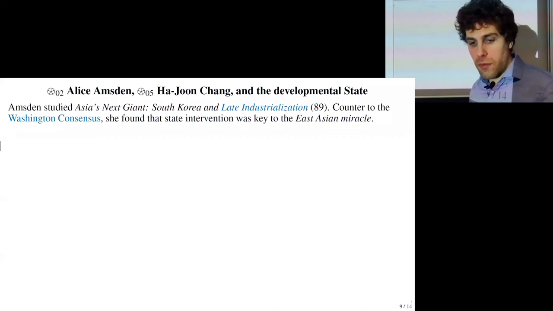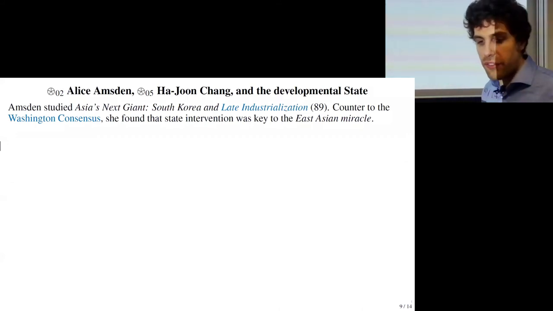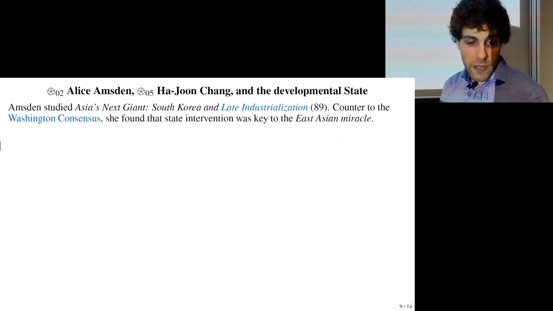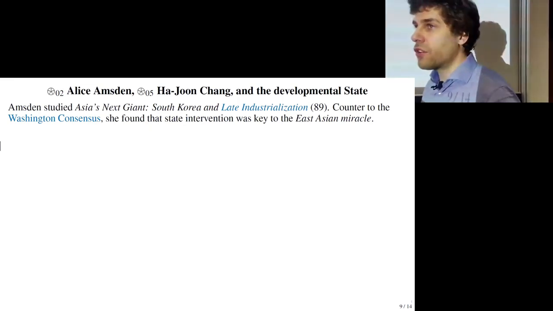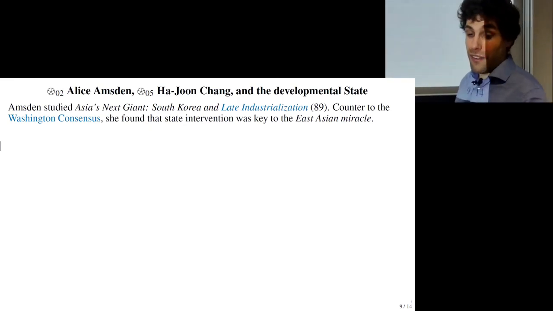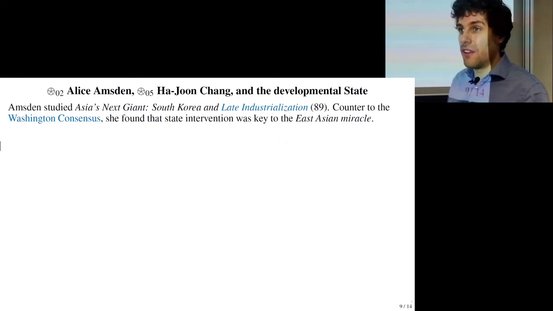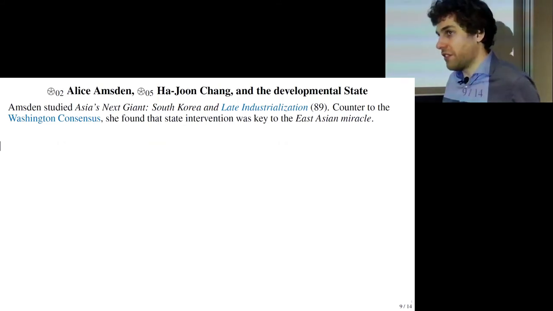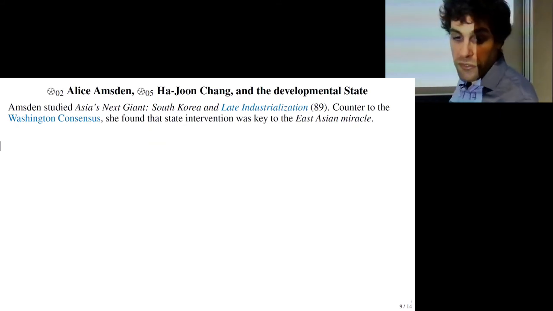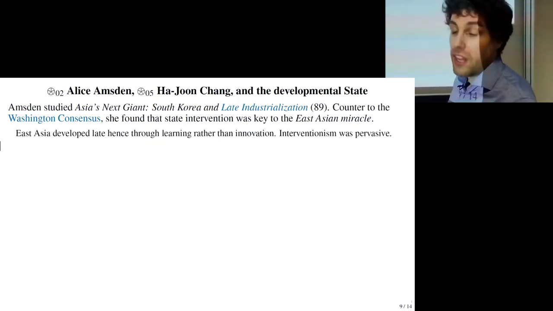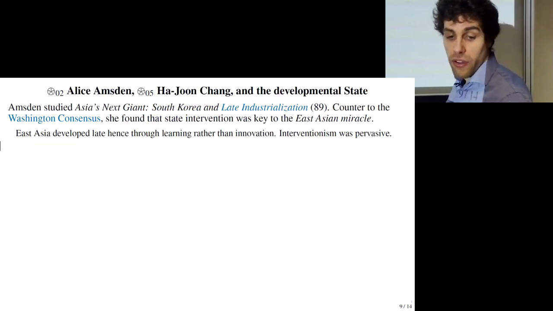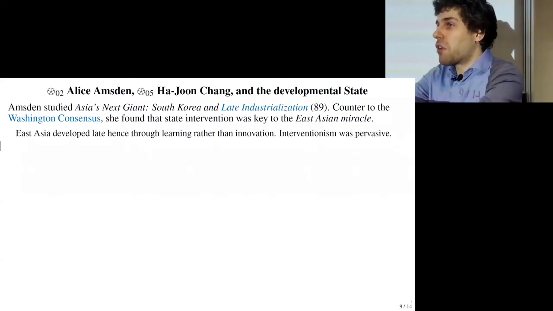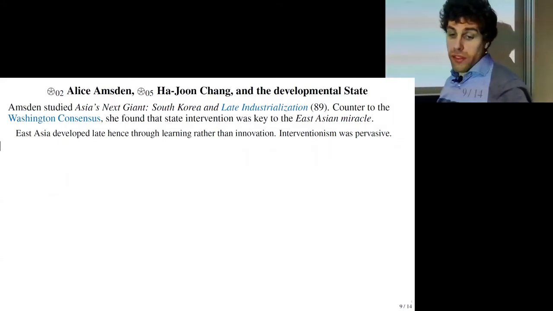Then there are some researchers that are known for their study of the developmental state, like Alice Amsden and Ha-Joon Chang. So they studied late industrialization, countries that industrialized late, like South Korea or Japan to a lesser extent, and then China, of course. These countries relied on learning, copying from what has been done elsewhere, rather than innovation.